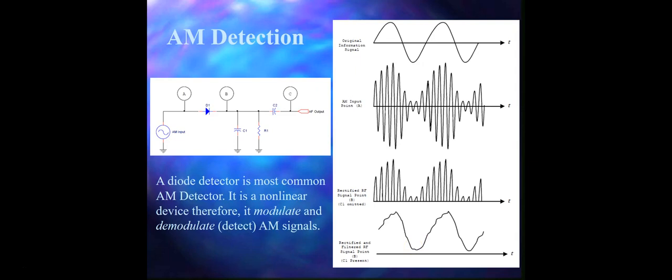Now here the DC component which is present in the signal is actually not very useful for audio amplification. So it can be removed by using a capacitor over here, C2. With the help of this C2 capacitor, the DC component can be removed.